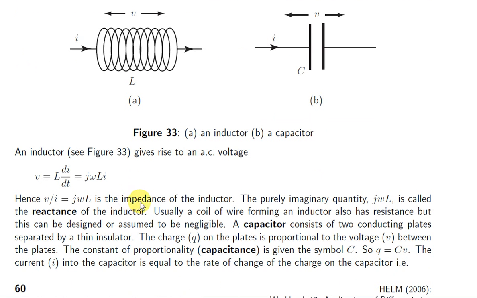Now the analog of the resistance of a resistor is the impedance of an inductor. So you probably know that V over I equals R for a resistor R. Well, in this situation, V over I is j omega L. So j omega L, this complex quantity, is not a resistance as such, because a resistance is a real quantity, but we call this the impedance of the inductor.